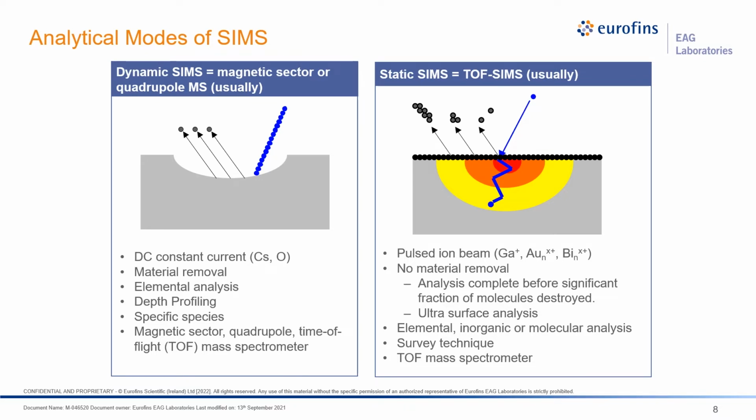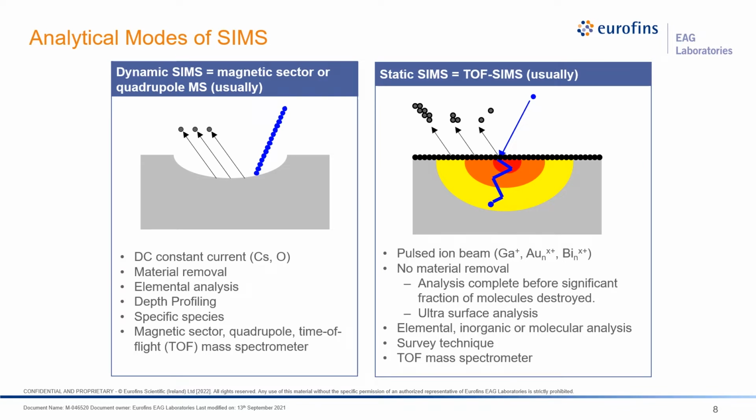Dynamic SIMS is named that due to the real-time erosion of the sample. Static SIMS, another name for TOF-SIMS, is done with a pulsed ion beam, and the static part of the name comes from the fact that you are completing the analysis before you destroy a significant proportion of the surface.